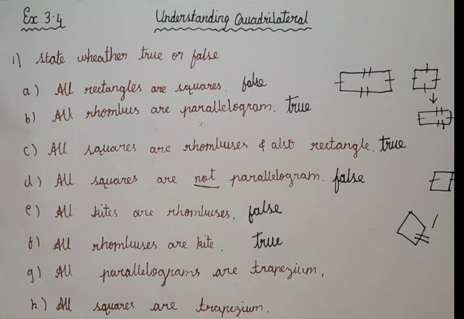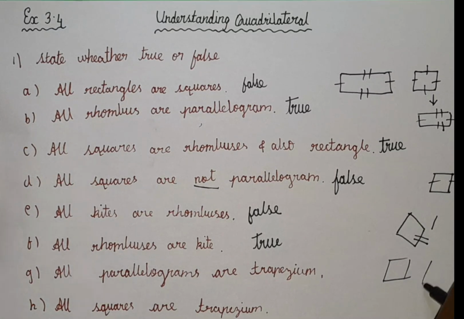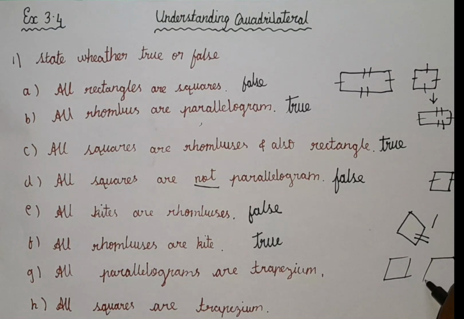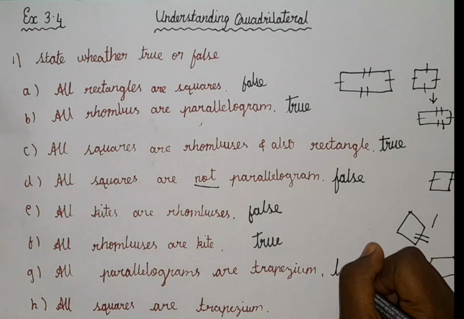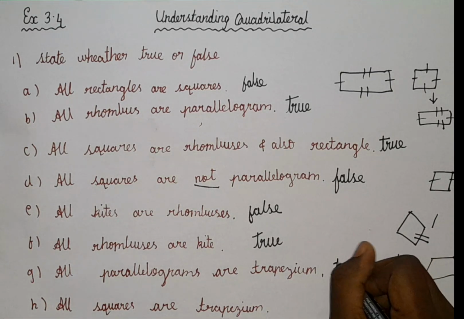Next we have all parallelograms are trapezium. What do you understand by this? This is a parallelogram and this is a trapezium. In a parallelogram all sides are equal, and in a trapezium also any one side is equal. So this is true because in this also one side is equal, here also one side is equal. So directly we can write it is true.